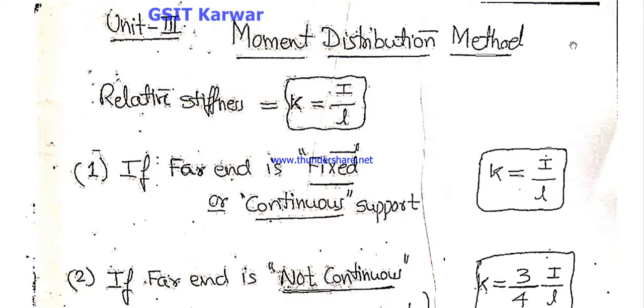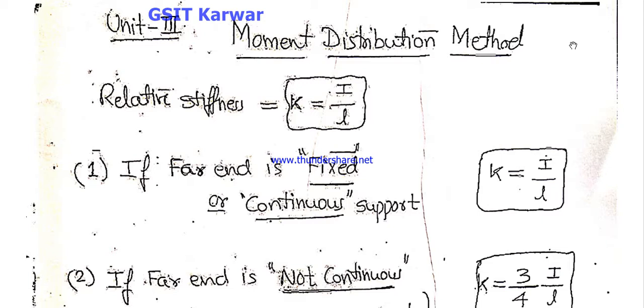We are going to calculate the moment for a continuous beam by using this moment distribution method. In the topic, the meaning is there: moment. Whatever moment occurred in the joint, we are going to distribute on the continuous beam.